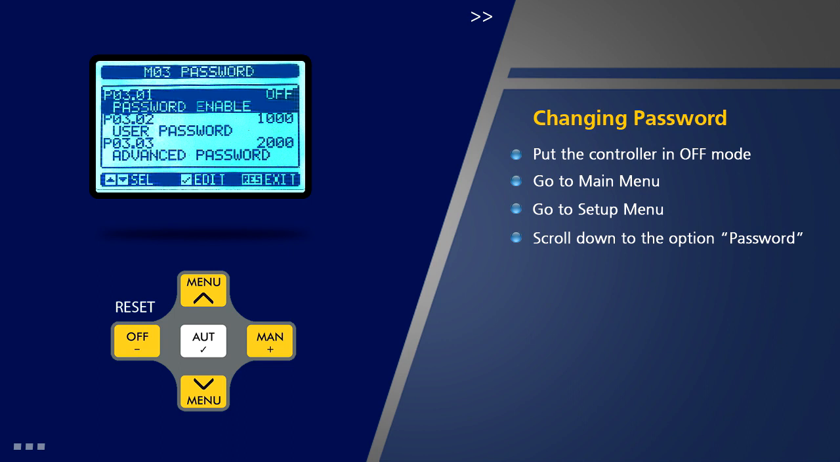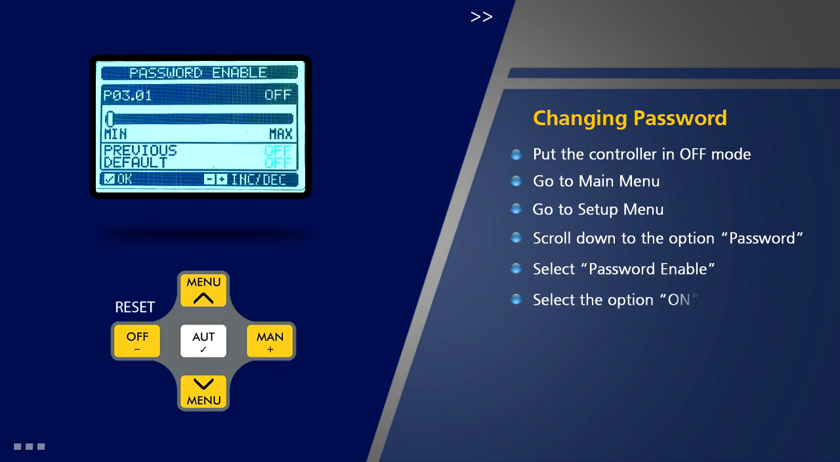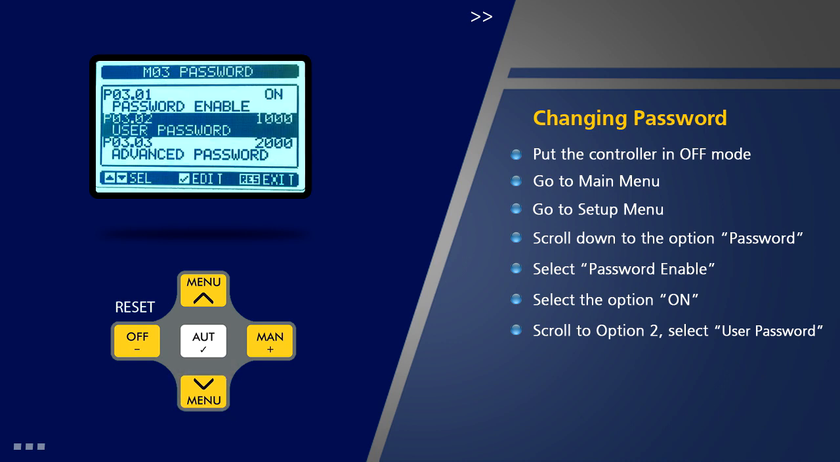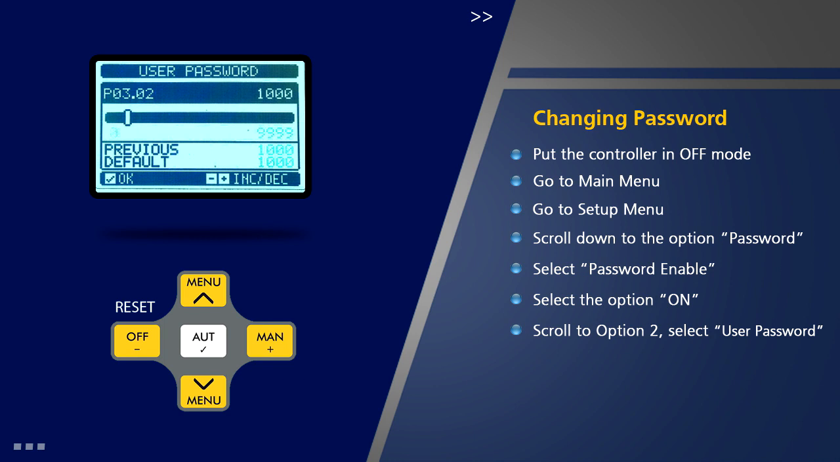Now select the option Password Enable. Enable the password by selecting the option On and press OK. Now scroll to option 2 on Password page, select User Password and press OK. The user password page will appear.